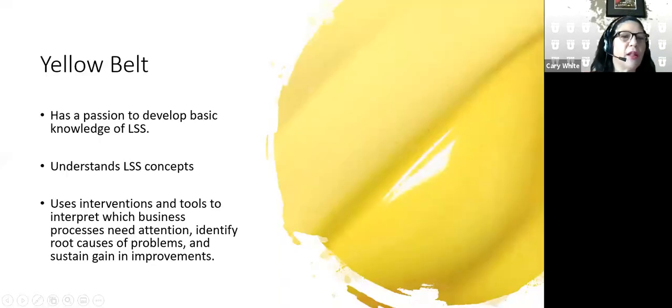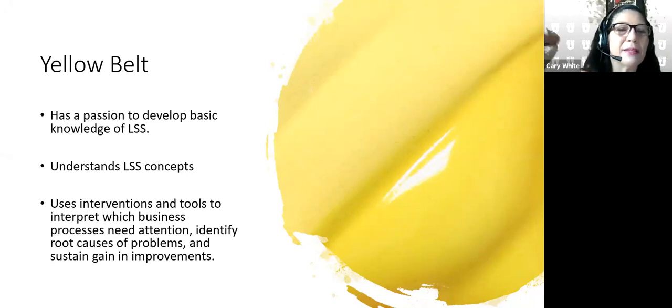All right, so Yellow Belt, we talked about this already, but I want to talk about it specifically for you all. Again, this is developing basic knowledge of Lean Six Sigma. You're going to be able to understand the concepts, use the tools, and identify what tools to use.